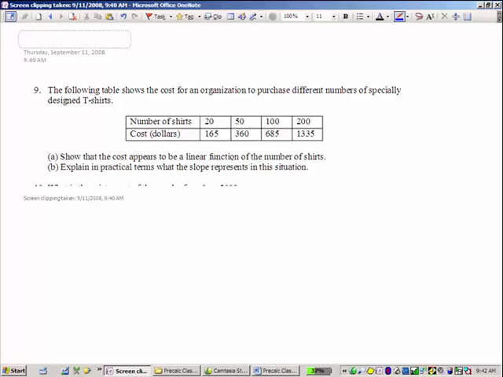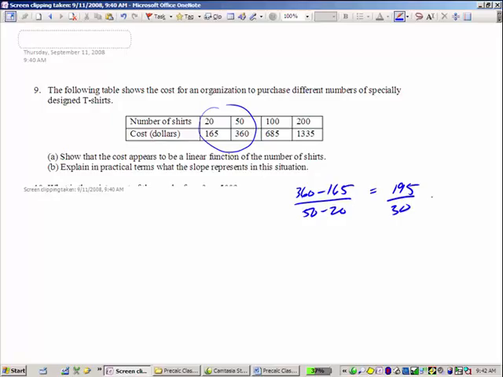So we should pick 2 points and then compare it to another couple of points. Let's pick these 2 points. If we want to do dollars per shirt, how many dollars did we increase? 360 minus 165, 195. And how many did the shirts increase? 50 minus 20, 30. Do you see how that looks like a slope?